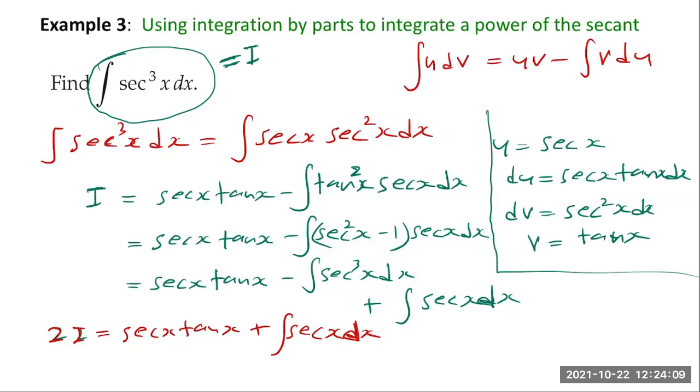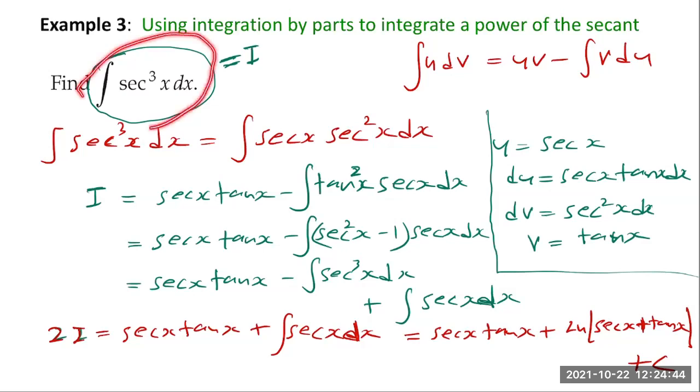Okay, now what? Now we know how to integrate this one. We learned the formula to integrate this function today. So the integral of this one would be secant x tan x plus the integral of secant x, which is ln of the absolute value of secant x plus tan x, plus a constant.